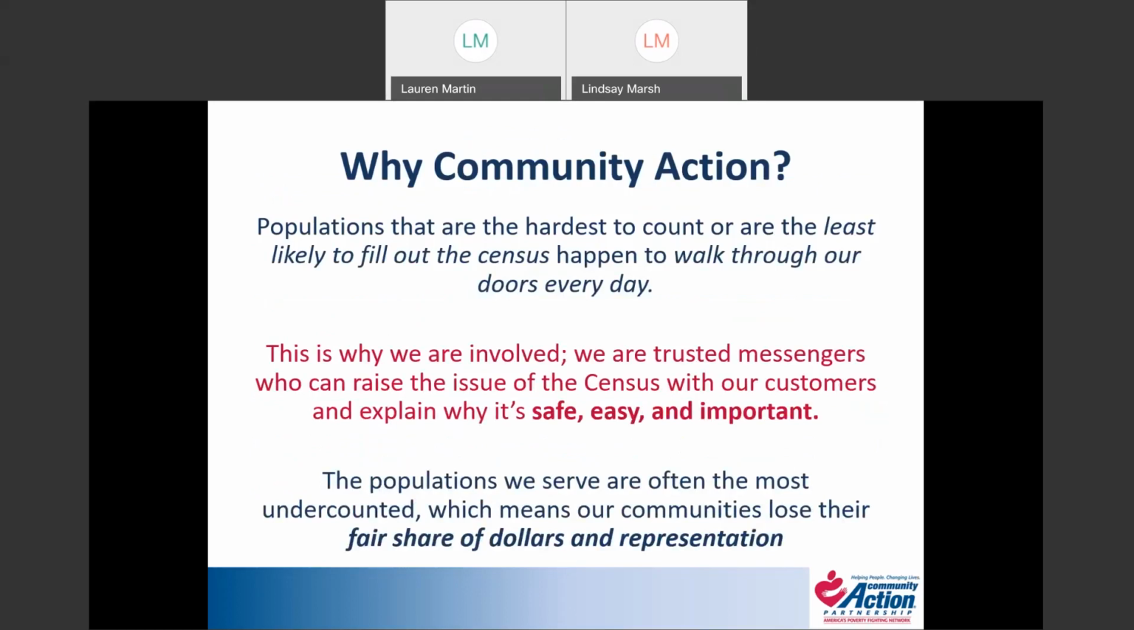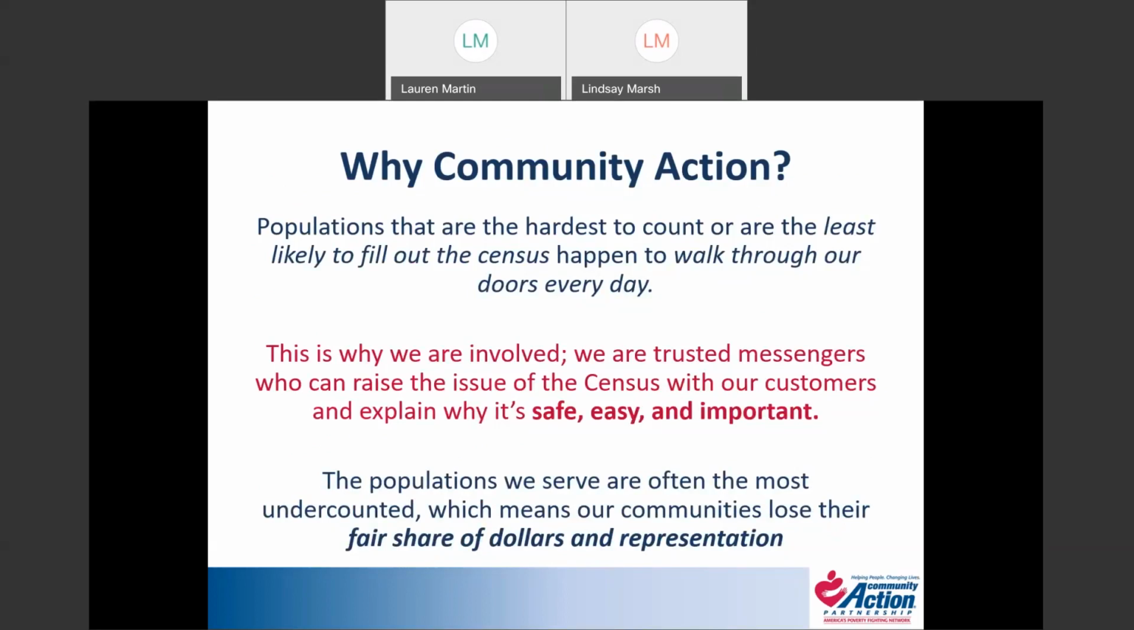Now that I've given everyone an overview of why the census is so important and so crucial to a surprising number of things in America, and the basics of what the process is to participate in the census, I'm going to talk about why I'm telling you all of this. What does community action have to do with this?